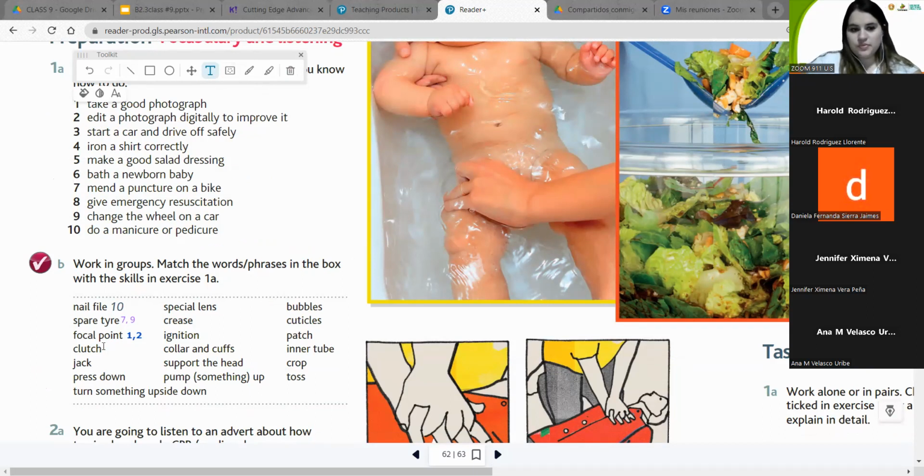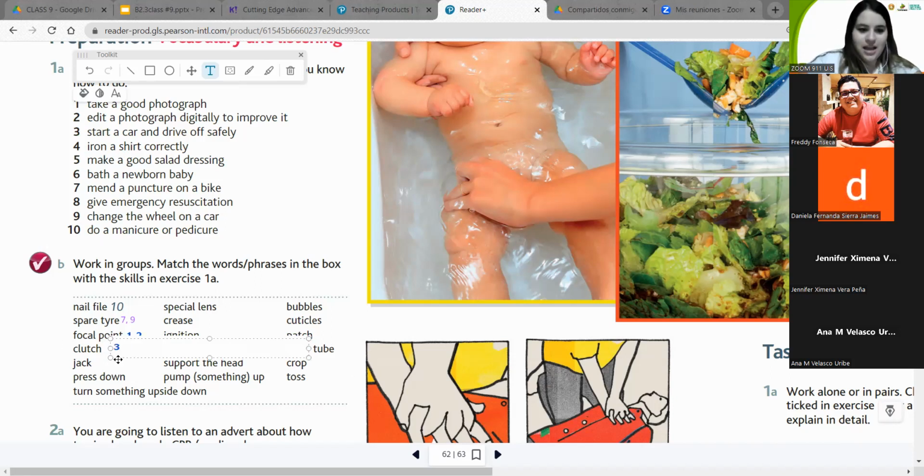Clutch. Well, I'm not sure, but maybe 9 and 7? No. Number 3. Maybe 3, the clutch. Yes. In Spanish we say el cloche. So that's the clutch. Okay, very good.